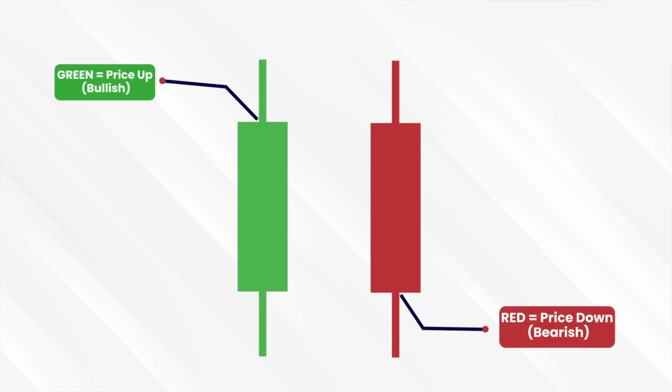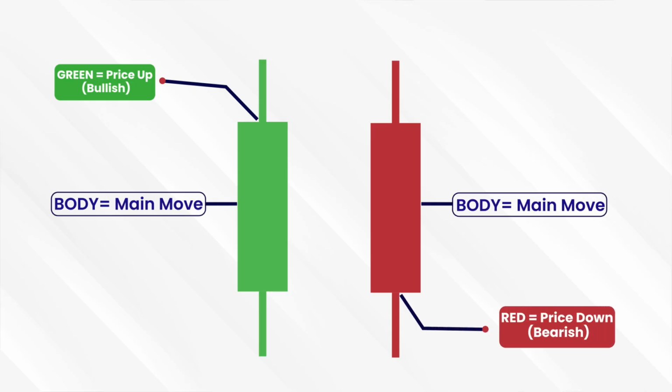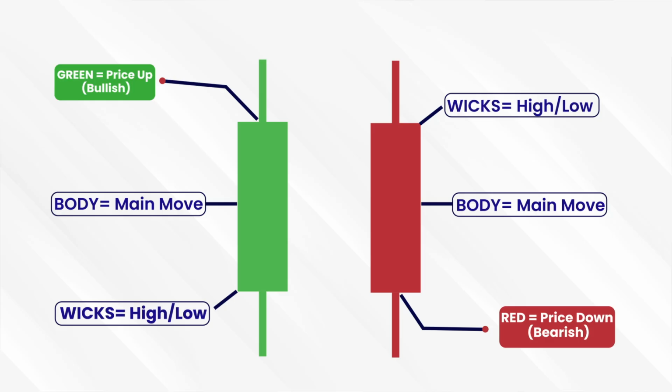In Forex, green candles are bullish. They show the price moved up, closing higher than it opened. Red candles are bearish, showing the price moved down, closing lower than it opened. The body shows the main move, while the wicks mark the highs and lows.